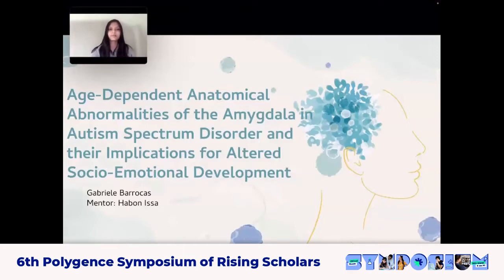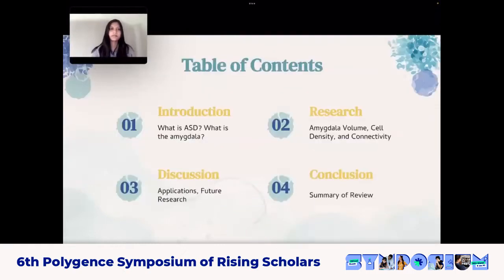Hi, my name is Gabriele Barrocas, and this is my presentation on my literature review titled The Age-Dependent Anatomical Abnormalities of the Amygdala in Autism Spectrum Disorder and Their Implications for Altered Socio-Emotional Development. This is a table of contents for my presentation: introduction, research, discussion, and a conclusion.